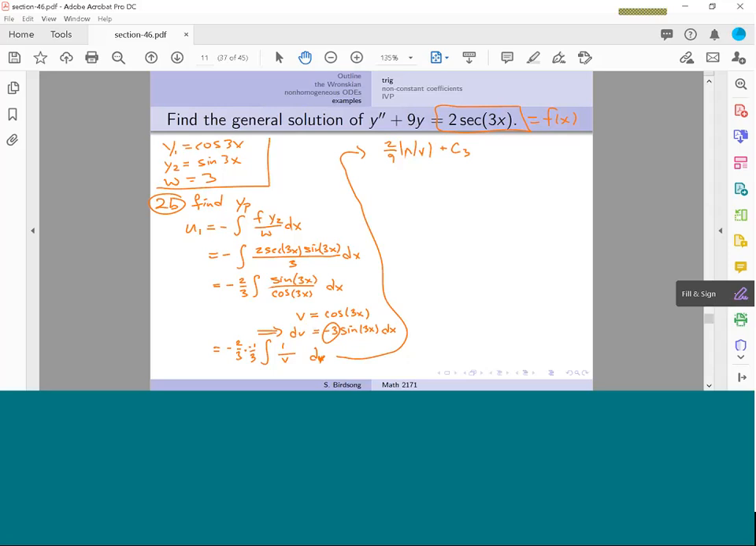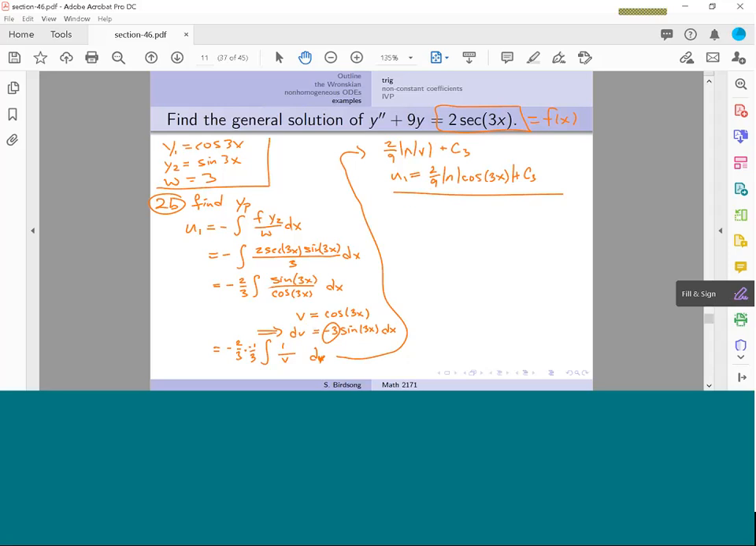And to finish this off, we get that U1 equals 2 over 9, natural log of, find your V, which is cosine of 3x. Don't forget the absolute value because I almost did. Cosine 3x, plus C3. And then we have to do it for U2.